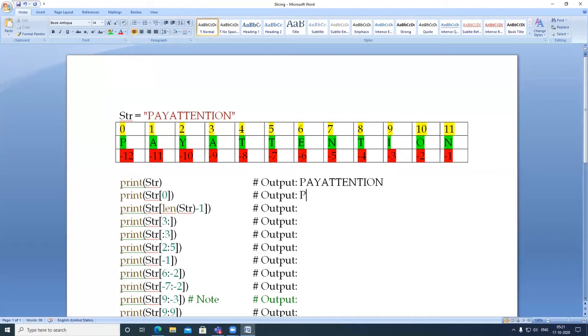Here, print str of len of str. Len of str will give me the total length. The total length is 12. 12 minus 1 is 11. What is the character present in the index 11? Yes, the character present in the index 11 seems to be n. 11th index is n.